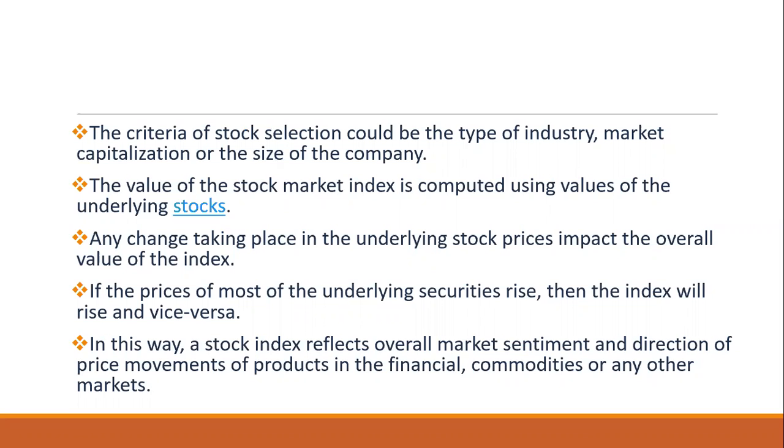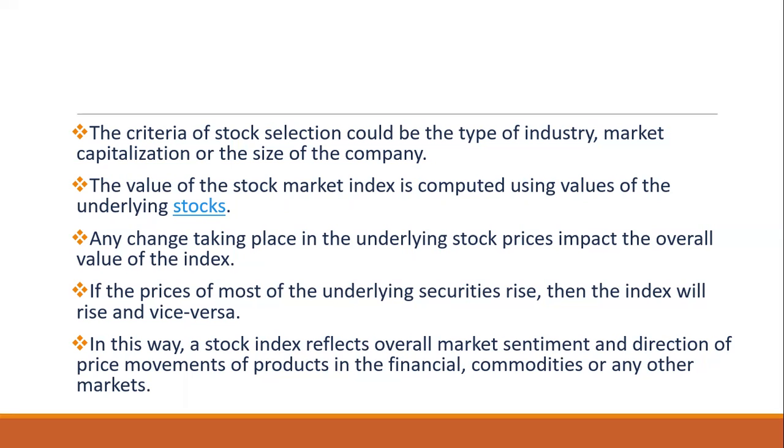The value of the stock market index is computed using values of the underlying stocks. They take the base value and the market value, and any change in the underlying stock prices impacts the overall value of the index. For example, BSE Sensex takes 30 stocks for calculation. If any of the selected stocks' prices vary, that impact can be seen on the stock index. If the prices of most of the underlying securities rise, then the index will rise and vice versa. The whole picture of the index depends on the securities taken for the calculation. If they increase, the market increases. If they decrease, the stock market falls down.